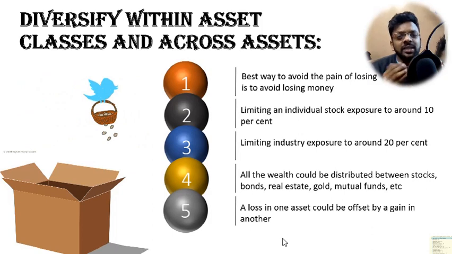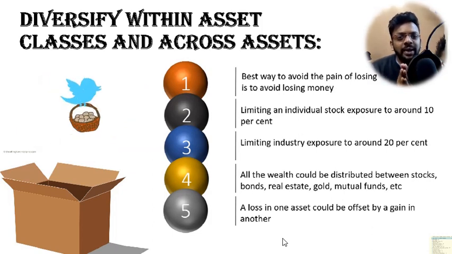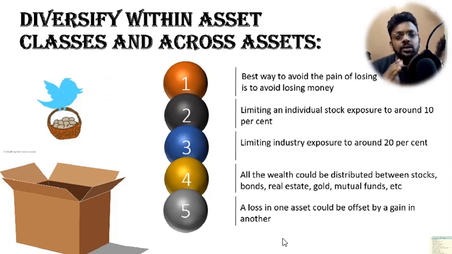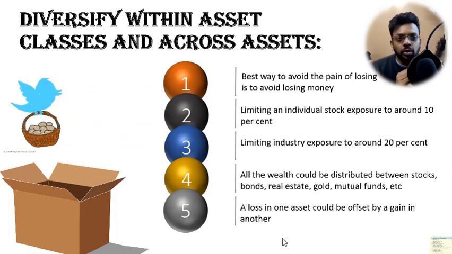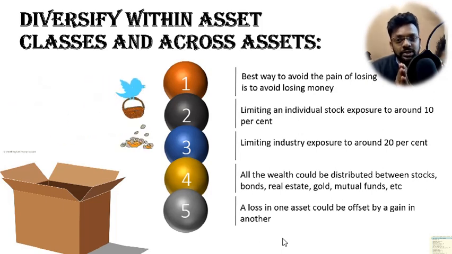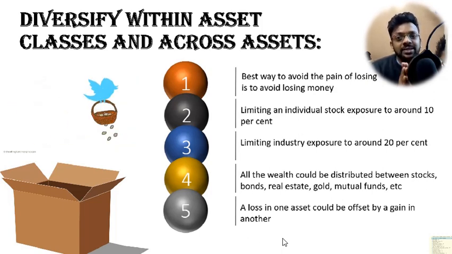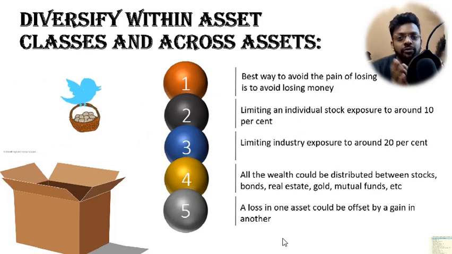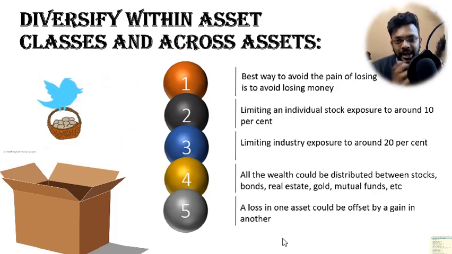A loss in one asset could be offset by a gain in another. Exactly. So there will be a balance in our portfolio. So you are less likely to react emotionally and act foolishly on impulse. As discussed earlier, taking an overall view of your portfolio helps to avoid loss aversion traps.